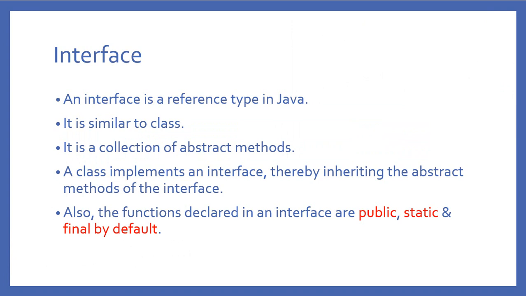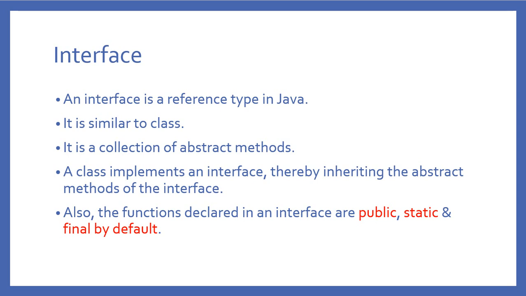An interface is basically a reference type in Java, so it is used for reference only. We'll discuss more detail about interfaces in a short while. It is similar to a class, but not exactly a class. Remember, there are two main important entities in Java. One of them is a class, and another one is the interface.